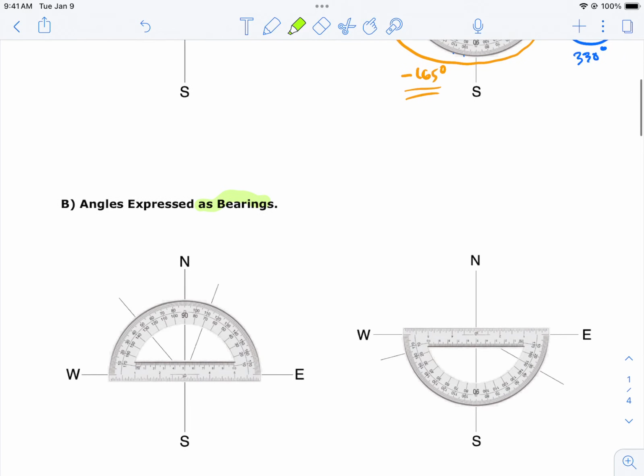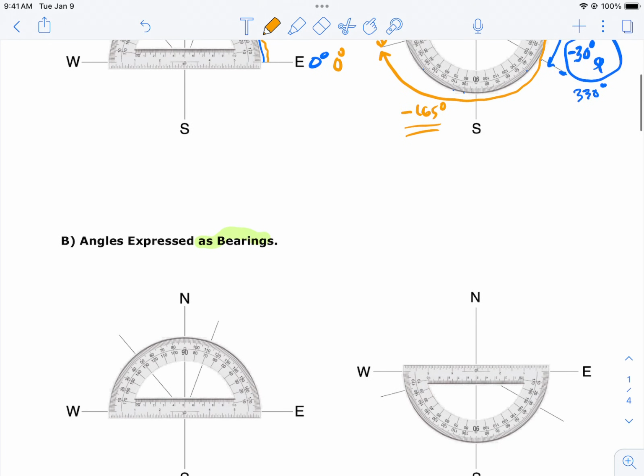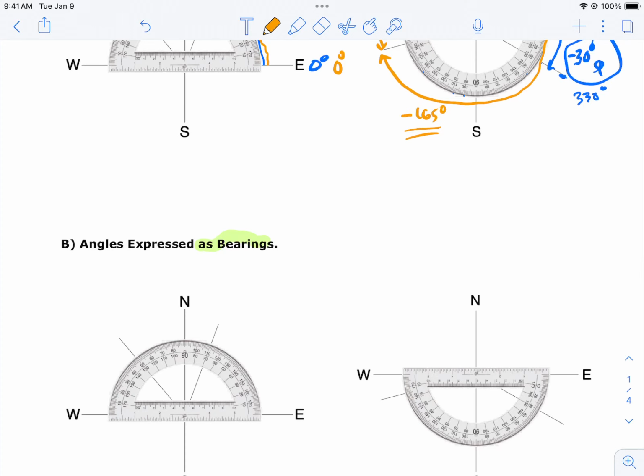Same angles. Okay, but we're going to be expressing them differently. So this is a bearing of what? Well, the way bearings work, there's a different rule. Up here, you always start at 0 degrees and you always rotate counterclockwise. With bearings, you always start either north or south. You never start from the east. You never start from the west. This is a different way of stating your angles, your bearing, your heading, whatever you want to call it.